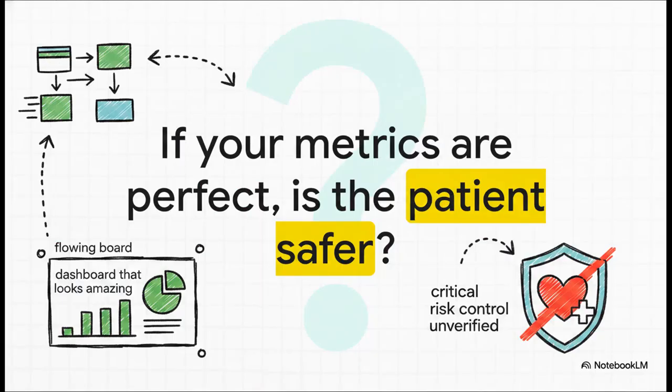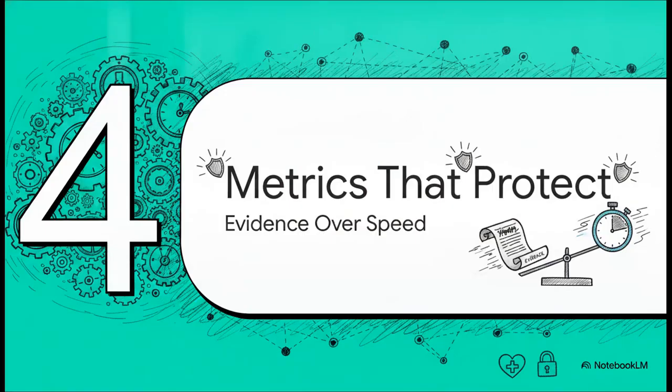Okay, so your team is working super fast and your dashboard looks absolutely amazing. But consider this for a second. If your metrics are perfect, is the patient actually safer? Because it is entirely possible to have a completely green dashboard showing incredible team speed, all while leaving a critical risk control completely unverified. Let's dig into that in Section 4, Metrics that Protect Patients.